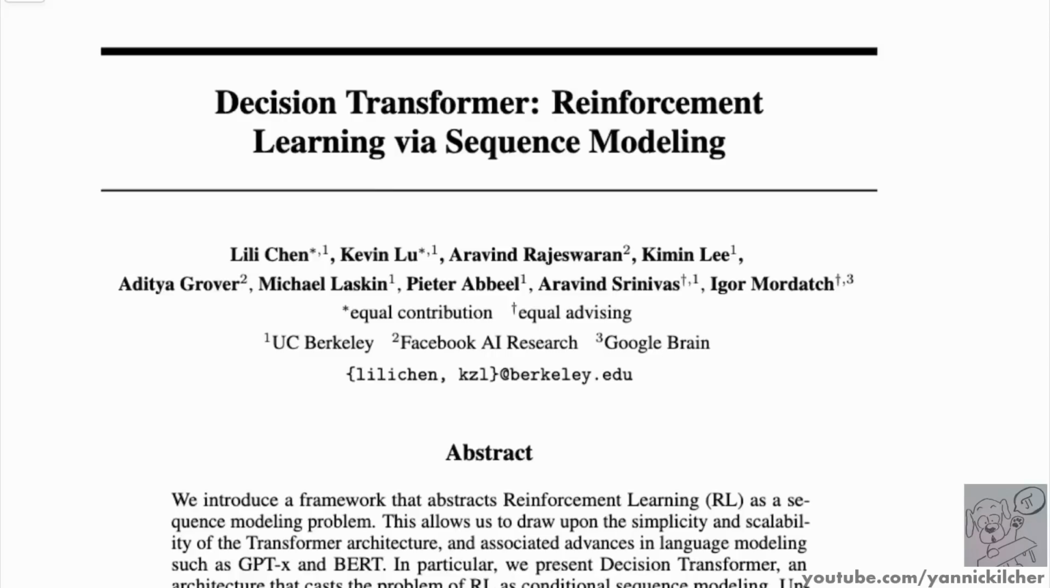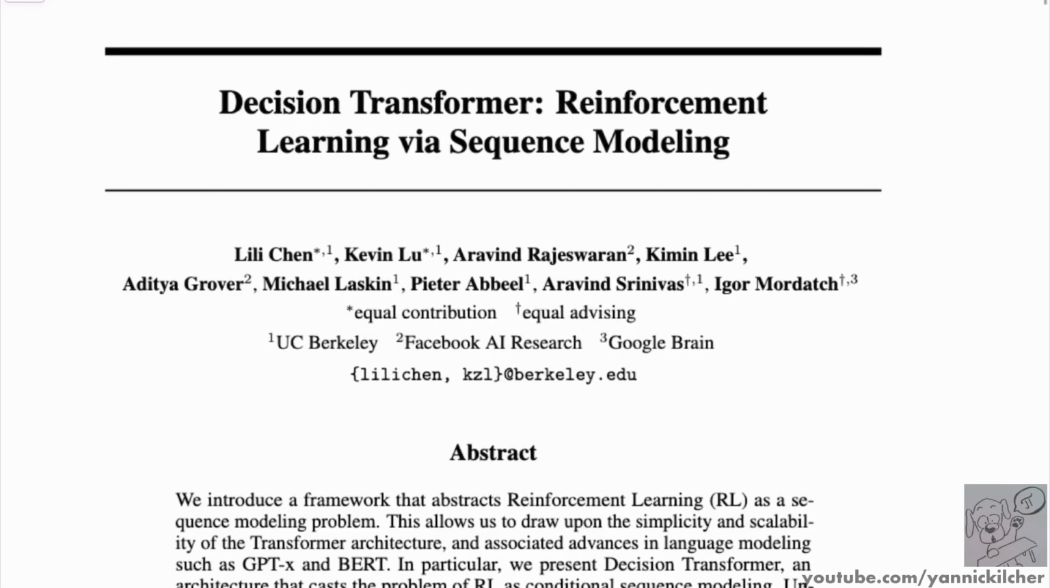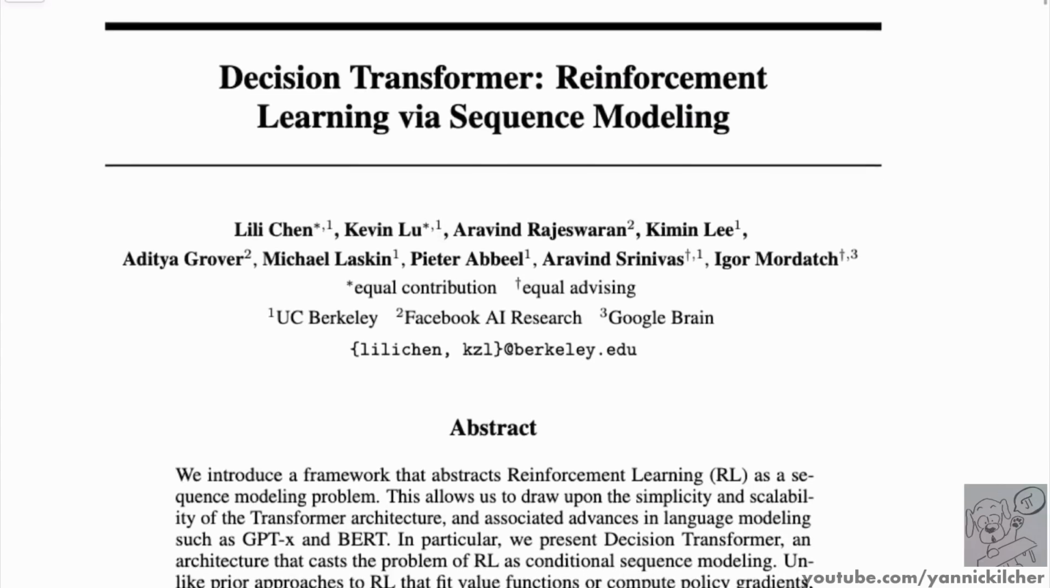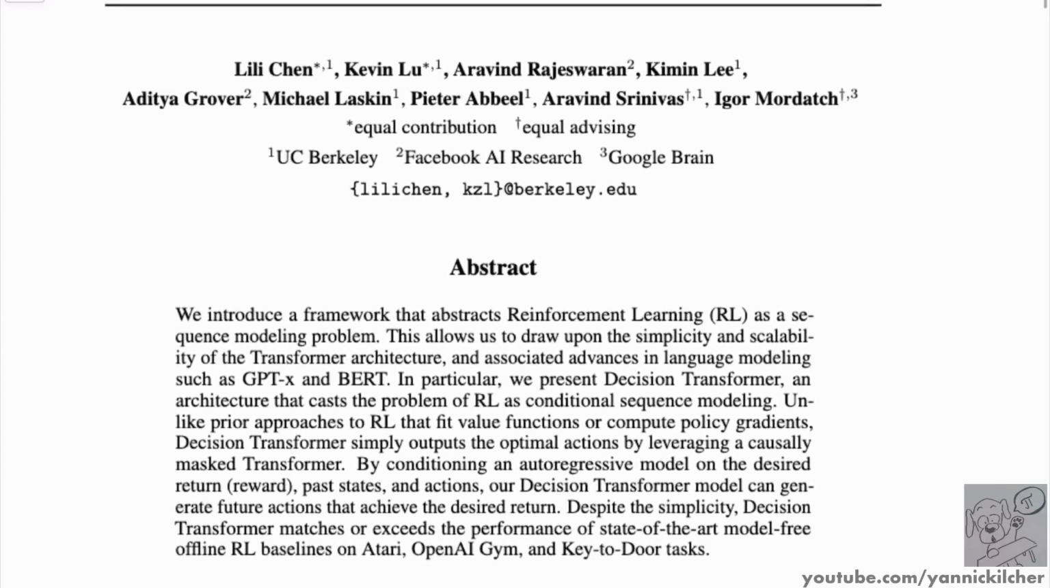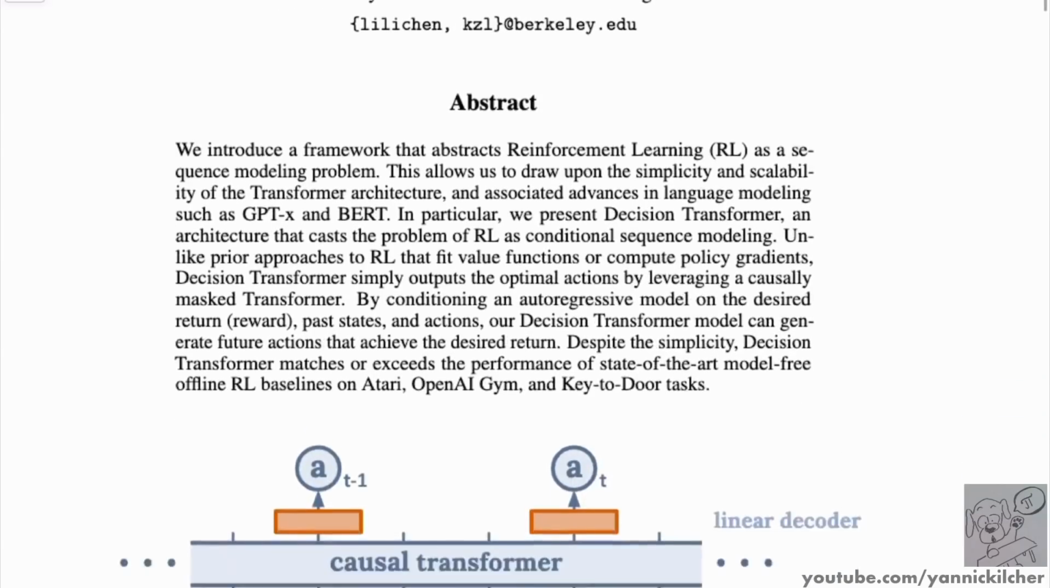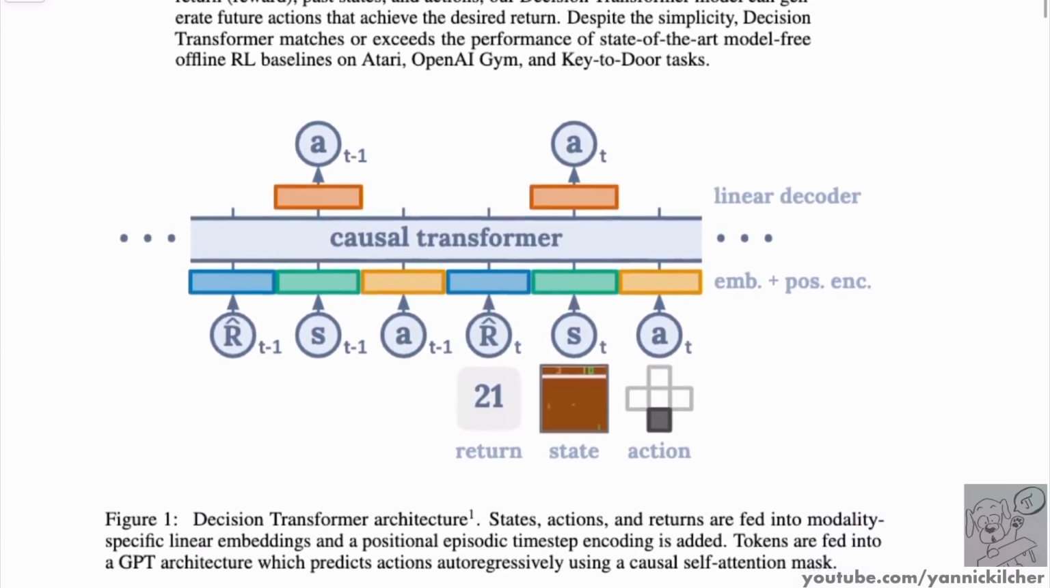Hello there. Today we're going to look at Decision Transformer: Reinforcement Learning via Sequence Modeling by Lili Chen, Kevin Lu, and others of UC Berkeley, Facebook AI Research, and Google Brain. On a high level, this paper ditches pretty much anything and everything of reinforcement learning in an offline RL setting and substitutes it for simple sequence modeling using transformers, of course.